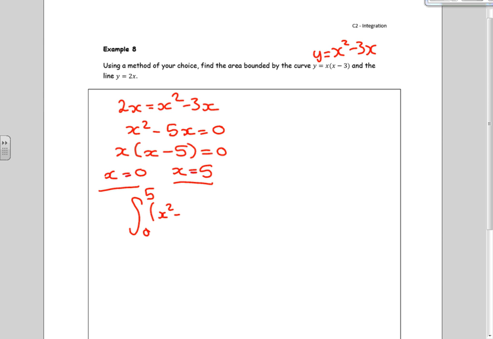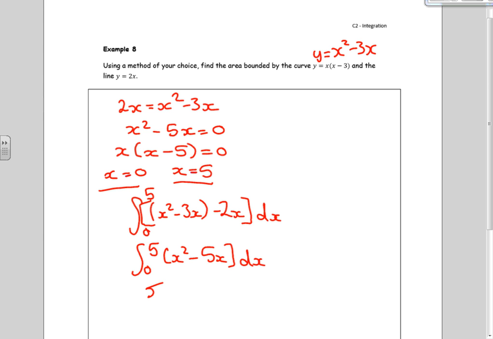Now I'm going to integrate between 0 and 5 the curve, which is x squared minus 3x, subtracting the line y equals 2x, so just subtracting 2x, with respect to x. That's the same as integrating x squared minus 5x with respect to x. When I integrate the x squared, I end up with x cubed over 3. And when I integrate the 5x, I get minus 5 over 2 x squared. And I'm evaluating that between 5 and 0.